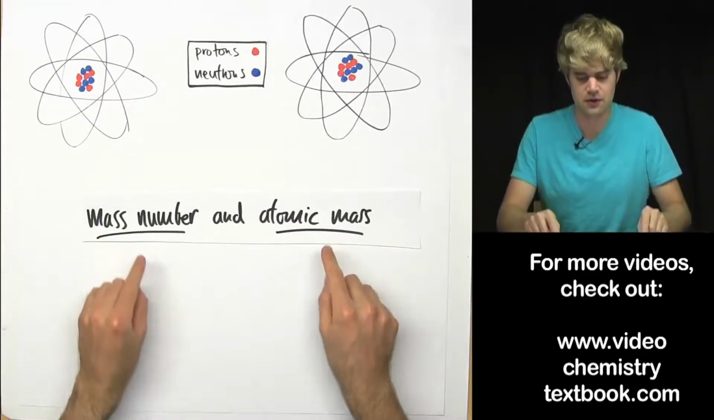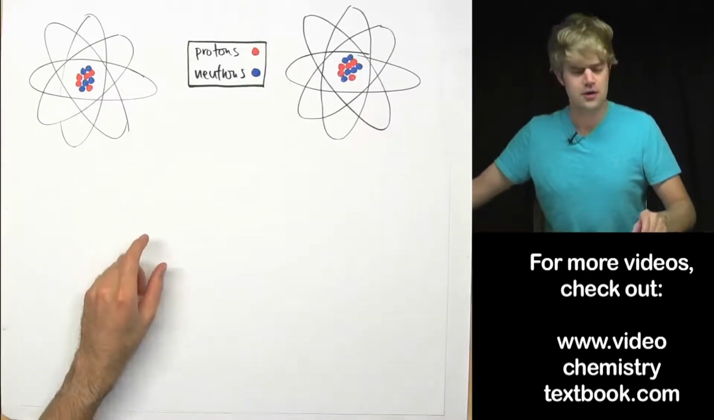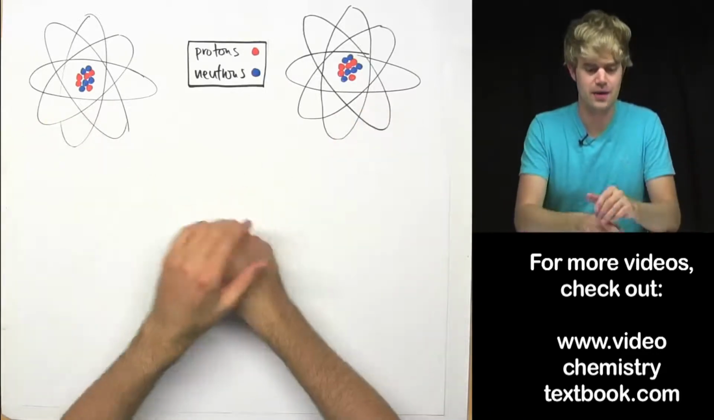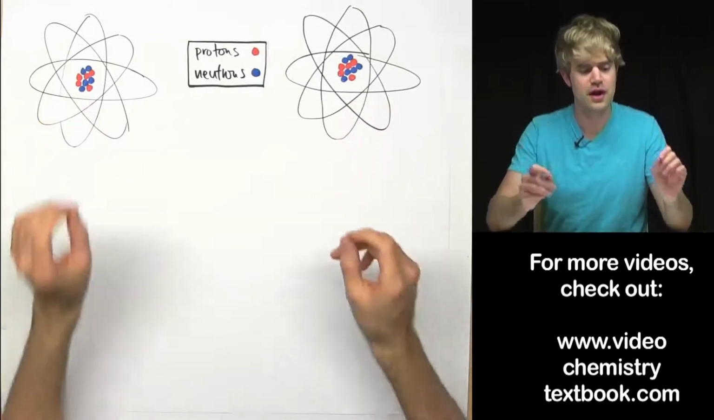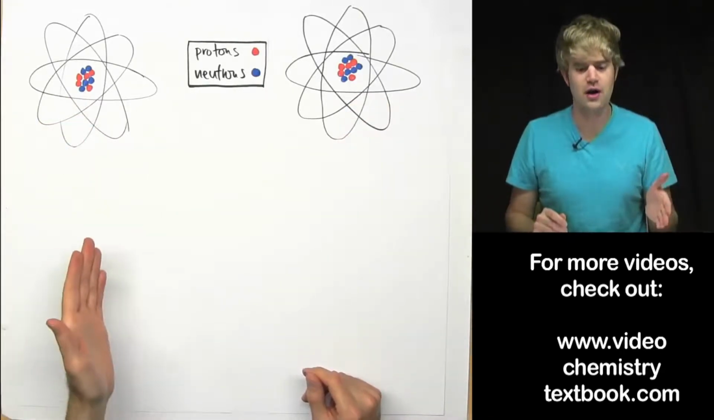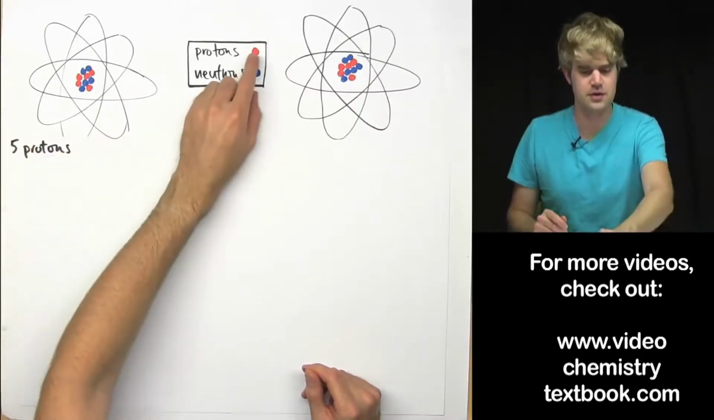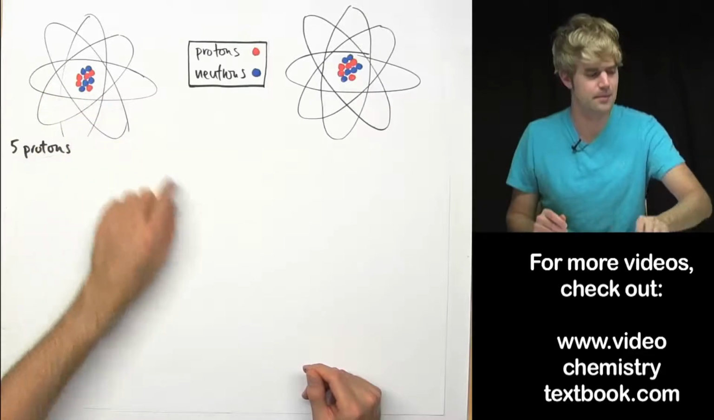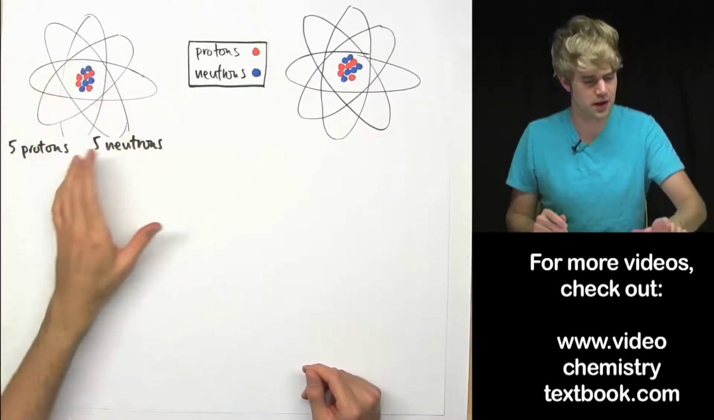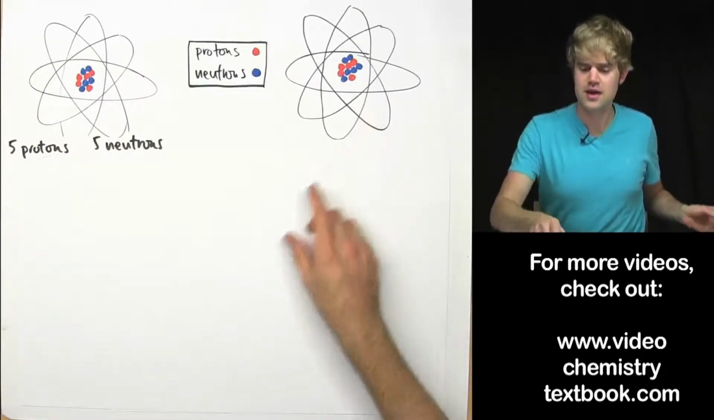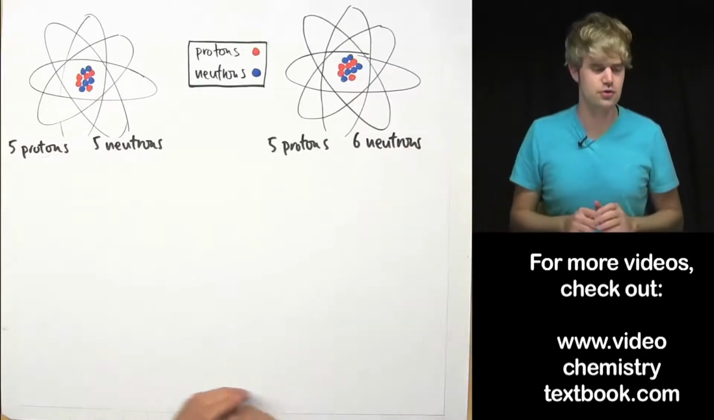So, we're talking about the difference between these two things. Let's start by talking about mass number. So up here, I've got two atoms. They've got protons and neutrons in their nucleus, and I'm particularly concerned with the number of protons and neutrons that there are. So this atom over here has 5 protons. The protons are these red circles. We can count them up. 5 protons, and the neutrons are these blue circles. We could count them up. We got 5 of those. This atom over here also has 5 protons, but it's got 6 neutrons.